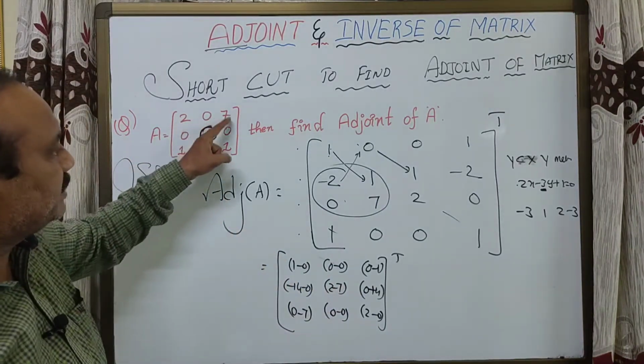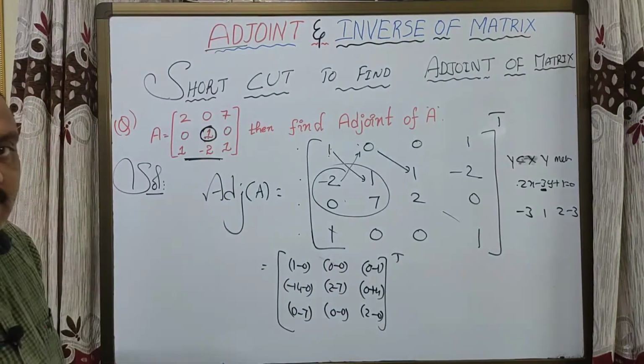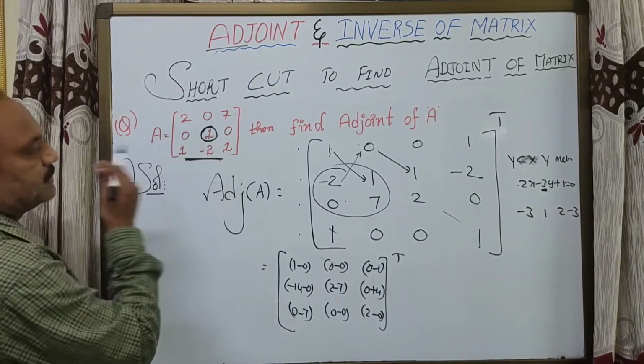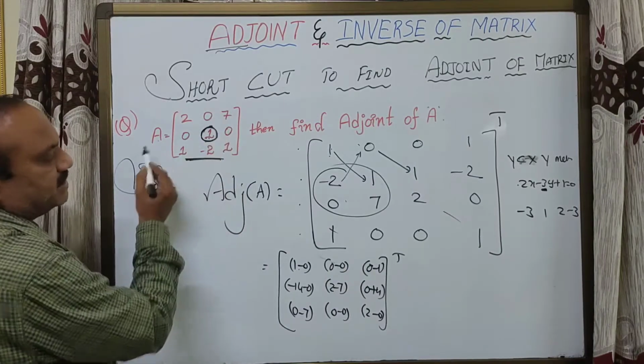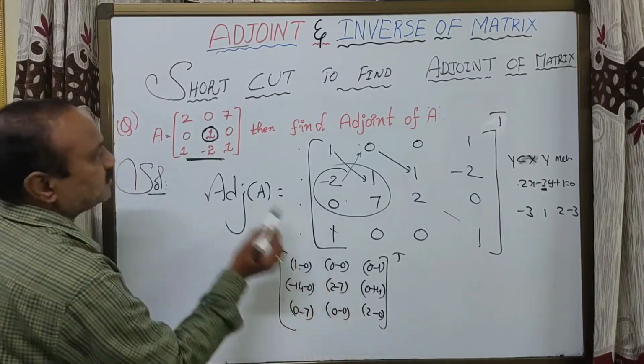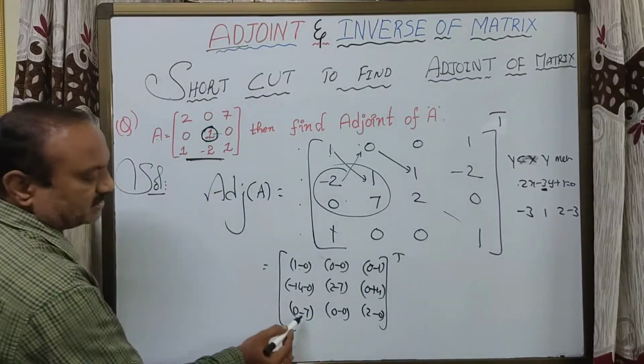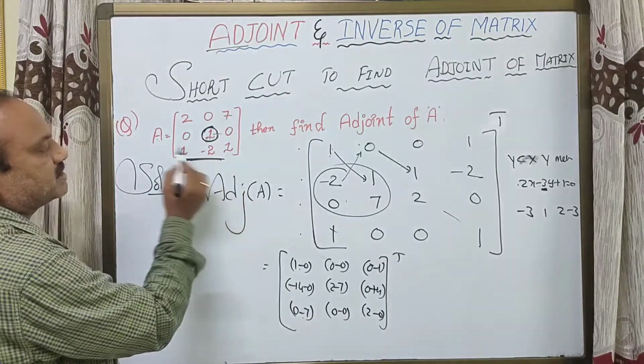the minors of every element of this matrix in the corresponding places. These are the minors of the first row elements of this A. These are the minors of the second row elements of A. These are the minors of the third row elements of A.